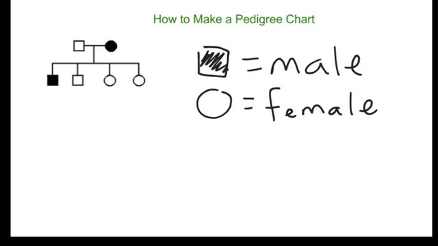If, for the trait we're talking about, someone is affected, we color in their box. If the female has a trait, then we would color in the circle. If someone is not affected for a trait, or if they're a carrier but they don't actually express the trait, then we leave their box or circle empty.